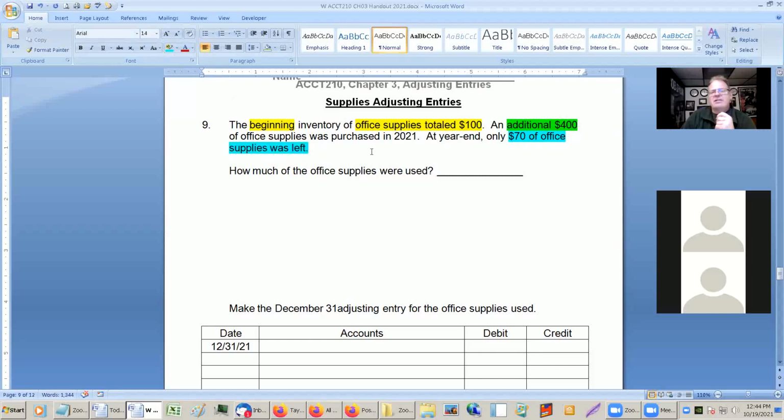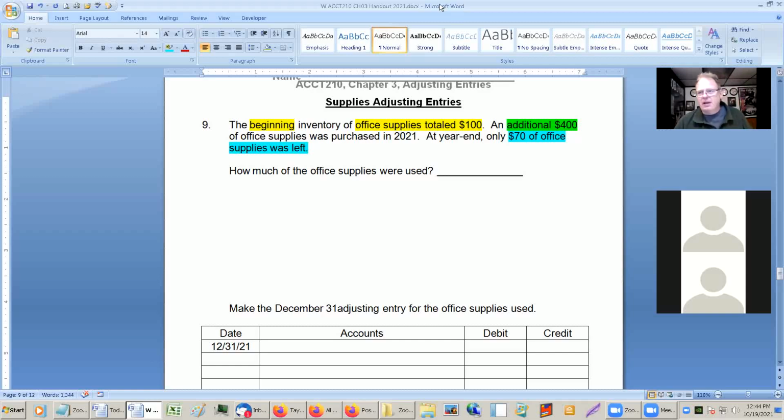How much of the office supplies were used? Okay, I'm going to be quiet, see if someone can figure this out. How much of office supplies do we use up during the year? We will sit in awkward silence until someone figures it out.